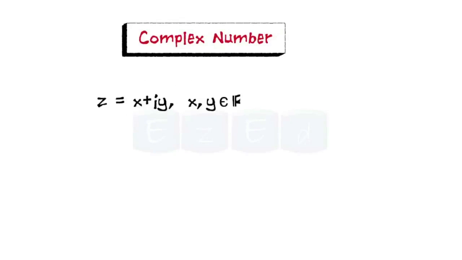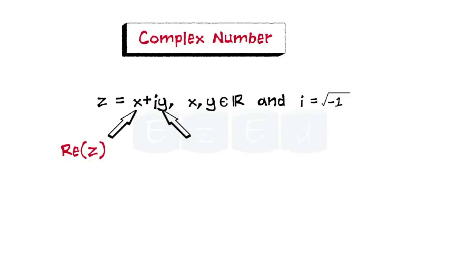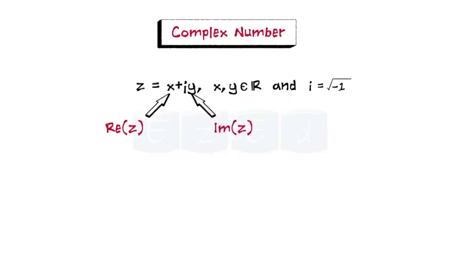Let us now define complex numbers. A complex number is a number of the form x plus iy, where x, y are real numbers and i equals square root of minus 1. It is denoted by z. So we can write z equals x plus iy. Here x is known as the real part of z, denoted by Re z, and y as the imaginary part of z, denoted by Im z. Note that you can write a complex number as x plus iy or x plus yi. There is no difference in their meaning.